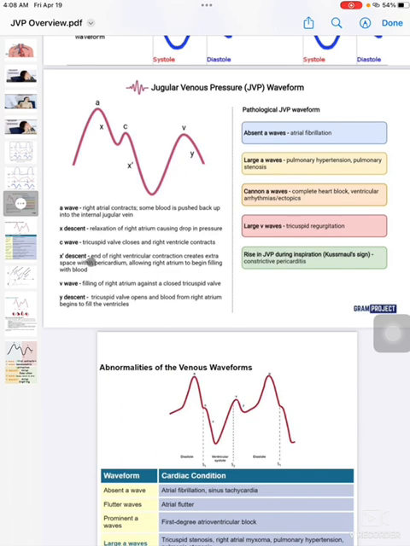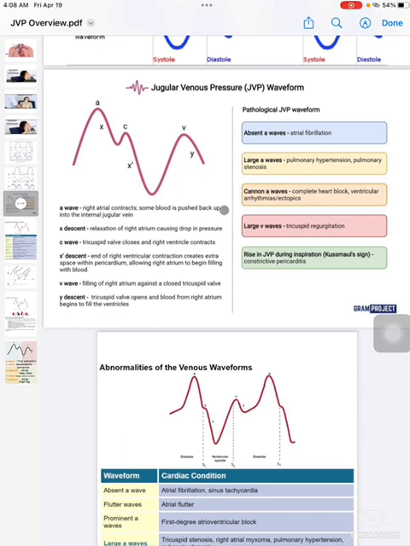X descent part 2 occurs at the end of the right ventricular contraction, creating extra space within the pericardium, allowing the right atrium to begin filling with blood. The V wave occurs due to the filling of the right atrium against a closed tricuspid valve. Y descent: the tricuspid valve opens and blood from the right atrium begins to fill the ventricles.